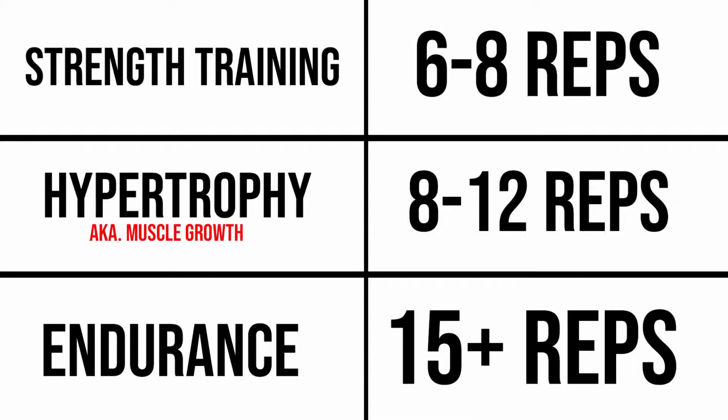If you're looking to enter a strongman competition or a powerlifting competition, this would be a good rep range for you to follow. But alternatively, if you're looking to get beach body ready or just have a 6-pack and a really well-defined physique, you may want to look in the hypertrophy range, which is anywhere from 8 to 12 reps. This is the range that elicits the best muscle growth.